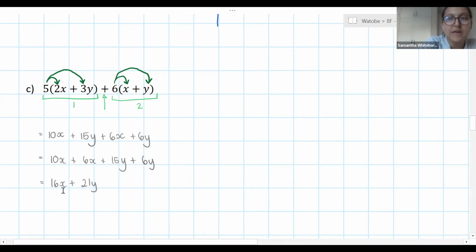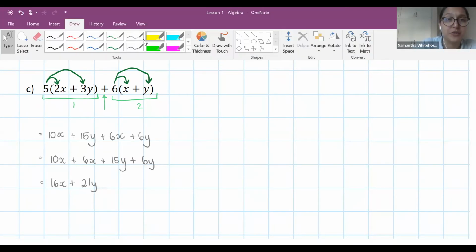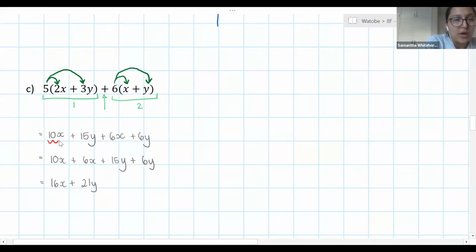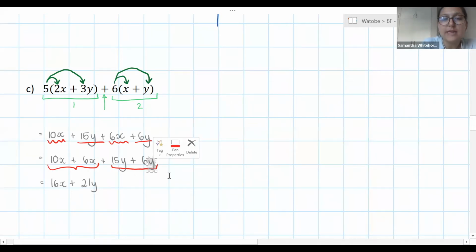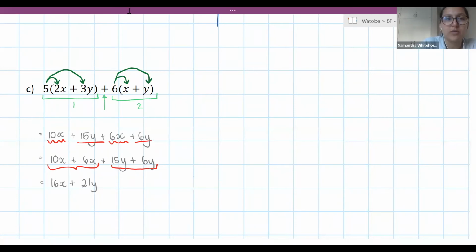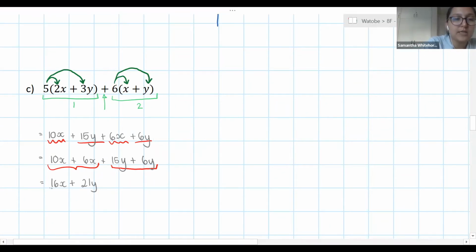Thank you very much. What I quite like that Cecilia did here, and you don't have to do it, it is just quite a useful thing to do, is once we know what our like terms are, we can actually group them together so that we know exactly what it is that we're adding or subtracting. Now, again, you don't have to do it. It is just quite helpful for us so that we know which terms to add and subtract. But at the end of the day, we get 16x plus 21y.